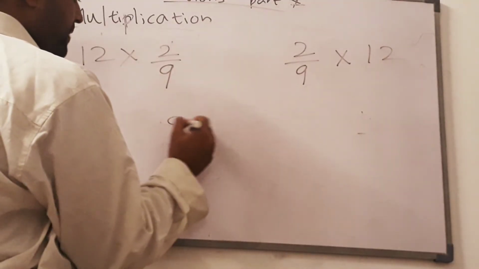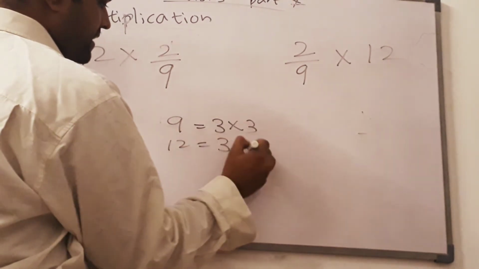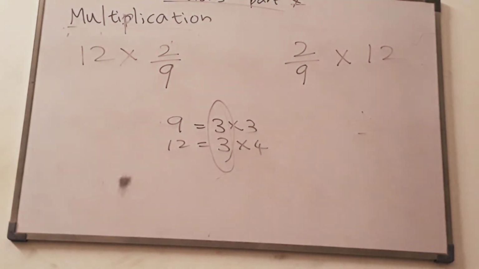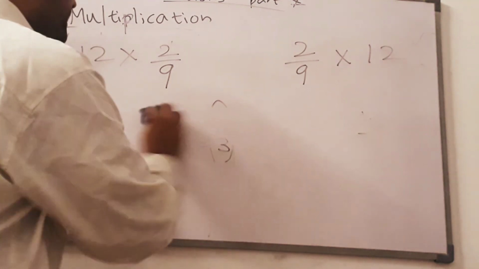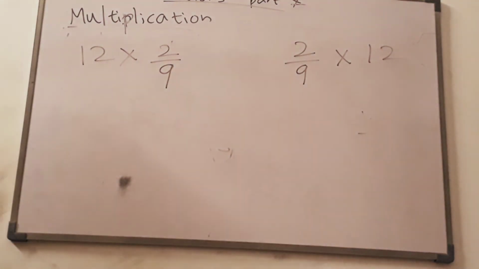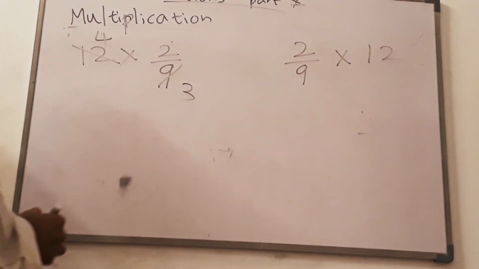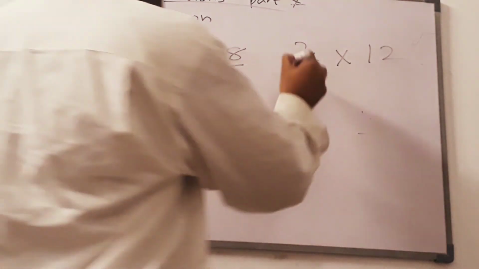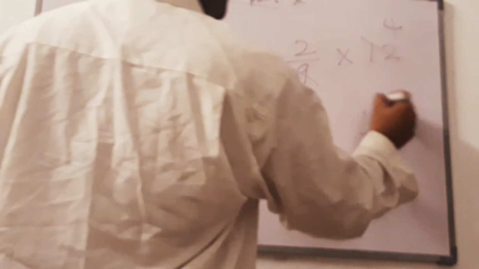Okay, 9 means 3 times 3. 12 means 3 times 4. So the common factor is 3 here. So we can simplify 12 and 9 by 3. How many 3s? 3 threes and 4 threes. 4 times 2 is 8, 8 over 3. Here also 3 times 3, 3 times 4. So 4 times 2 is 8 over 3.